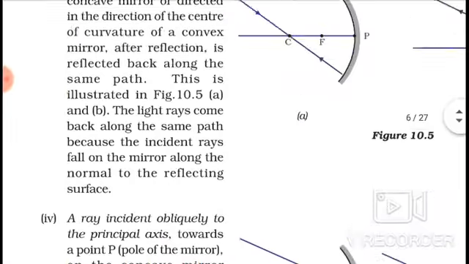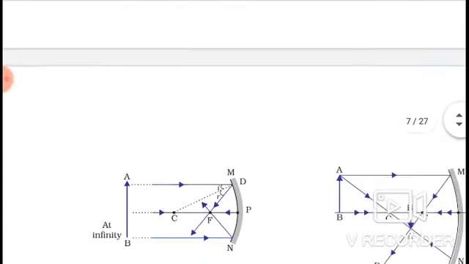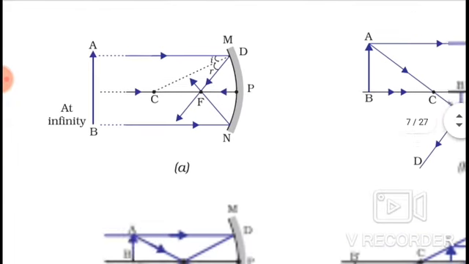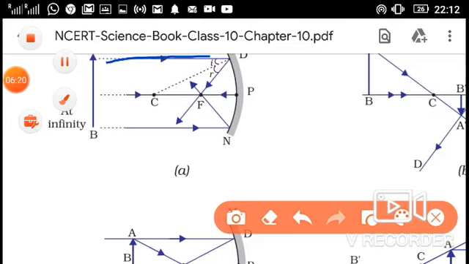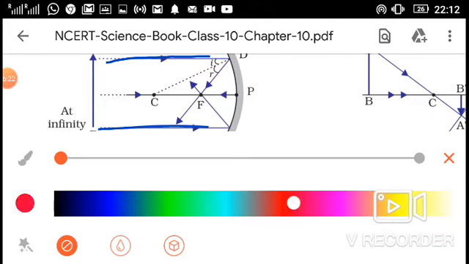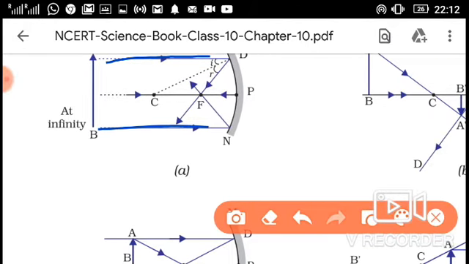Wait, with the help of diagrams or ray diagrams I will show you. Okay, this is the first. At infinity you can see these are the parallel lines, and the first rule, that is, if the line is parallel, then after reflection they passes through the principal focus.